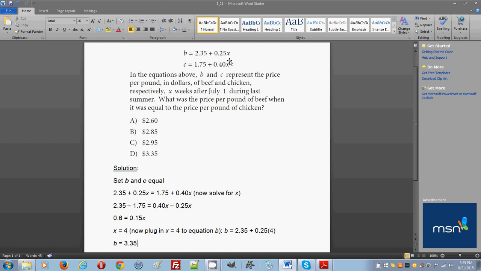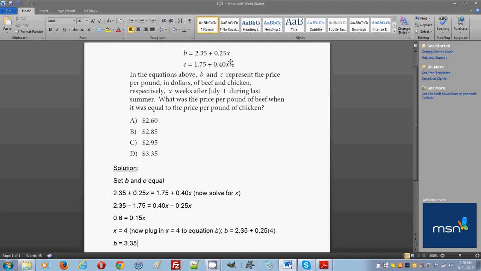So we need to find out a certain X value that gives the same price for the chicken and beef. Right? Because they're asking you, what was the price per pound of beef when it was equal to the price per pound of chicken? So in order to find that, you first need to find the X value, the number of weeks after the July 1st that had seen the price per pound of beef equal to the price per pound of chicken, right?